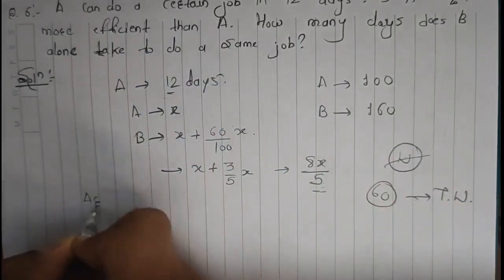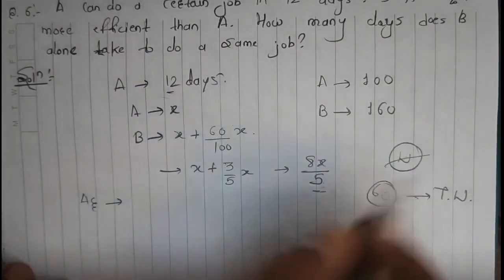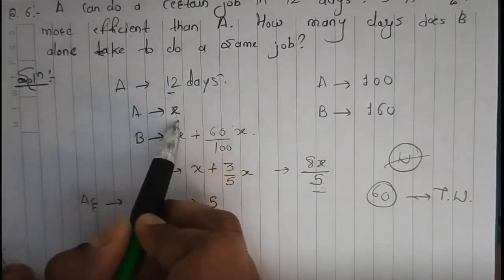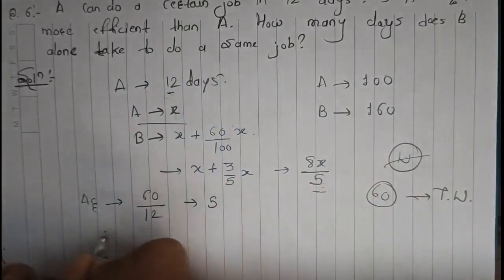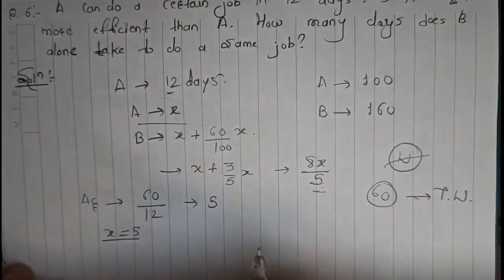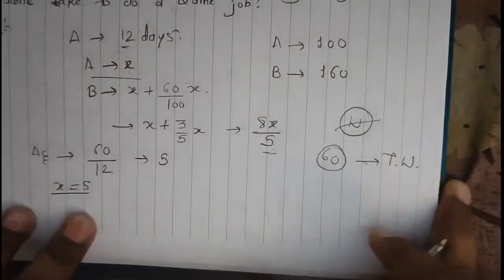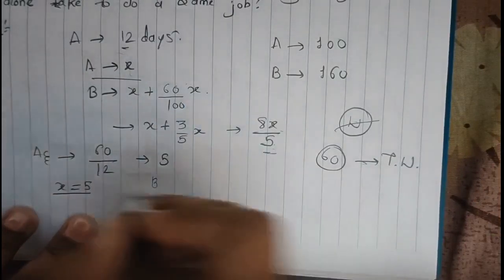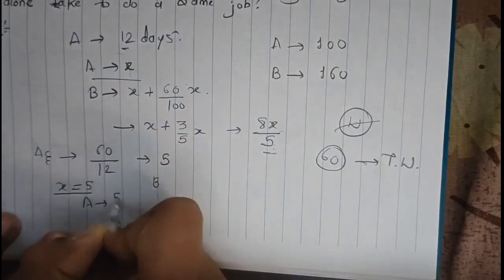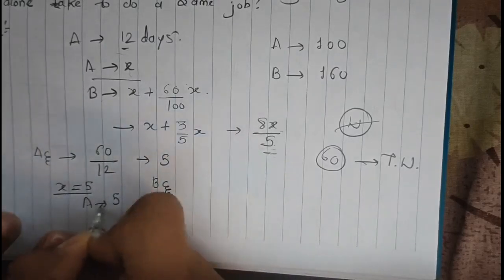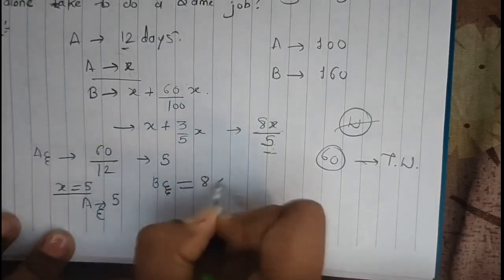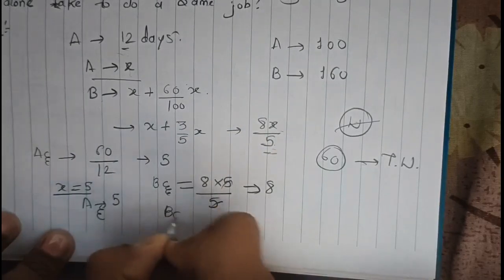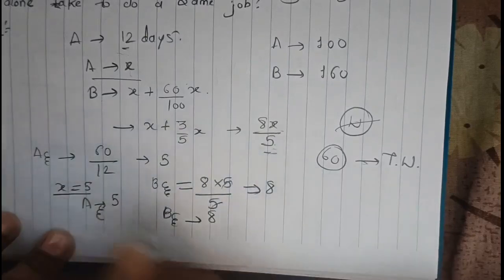What would A's efficiency be from that? It would be total work 60 by 12, which is 5, right? From here we considered A's efficiency as X, so we have got the X value as 5. If we directly substitute this X here, A's efficiency is 5. What would be B's efficiency? It would be 8 into 5 by 5, which is 8. So B's efficiency here is 8 and A's efficiency is 5.